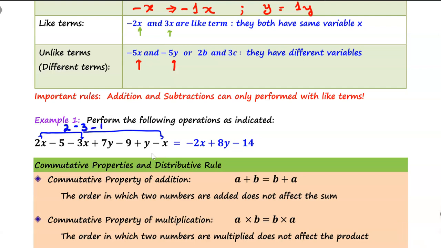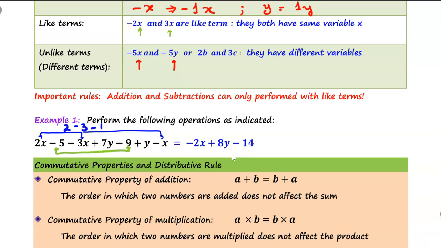Alright, so that will give me negative 2. So I write negative 2 in front of this x. And the next step is I have negative 5 and negative 9. Okay, so these are like terms. Or I can call it, I can subtract the two numbers.